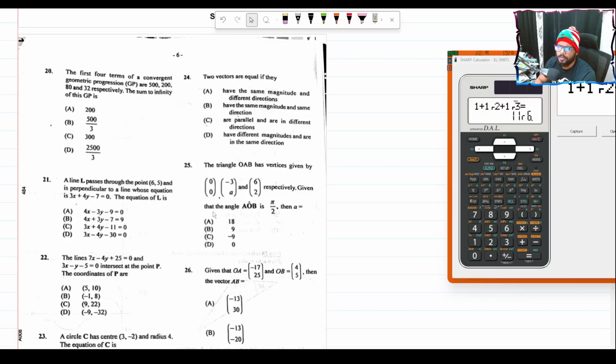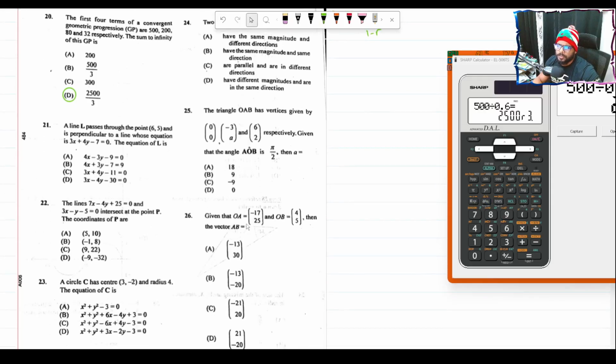Number 20. The first 4 terms of a convergent GP are that, and that. The sum to infinity, S of infinity, is equal to a over 1 minus r. Yet again, let me get r: 200 over 500, like 2/5 or 0.4. That's r. So we have 500 over 1 minus 0.4. 1 minus 0.4 is 0.6. That gives 833 and change, or 2500 over 3. Answer is D.